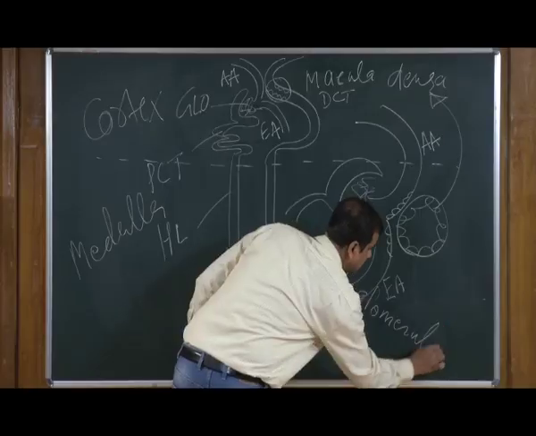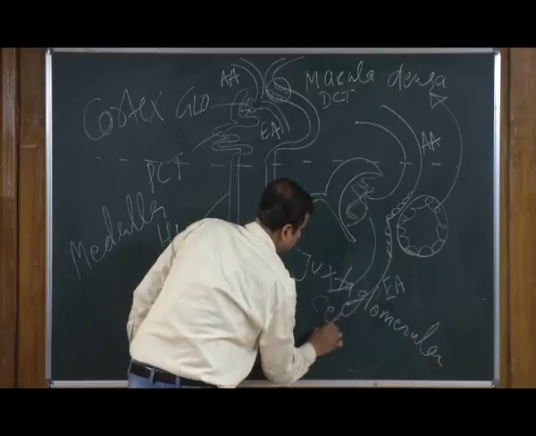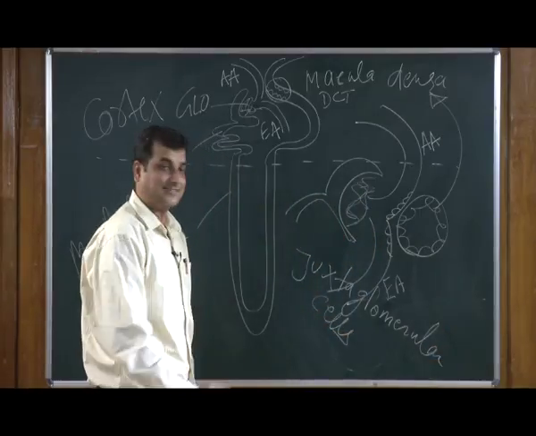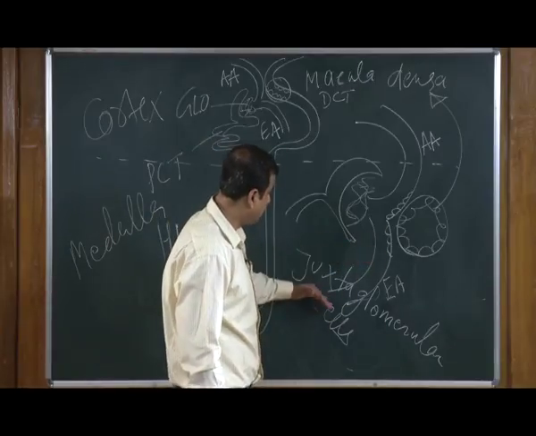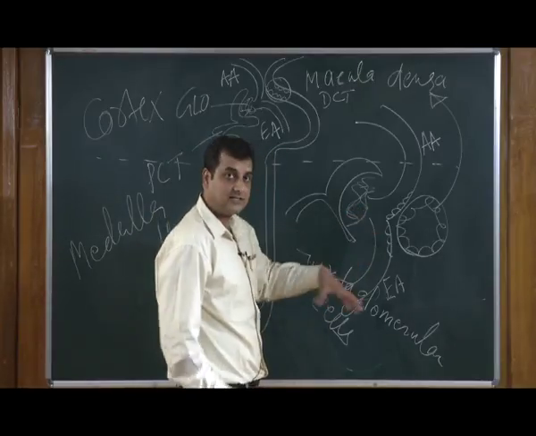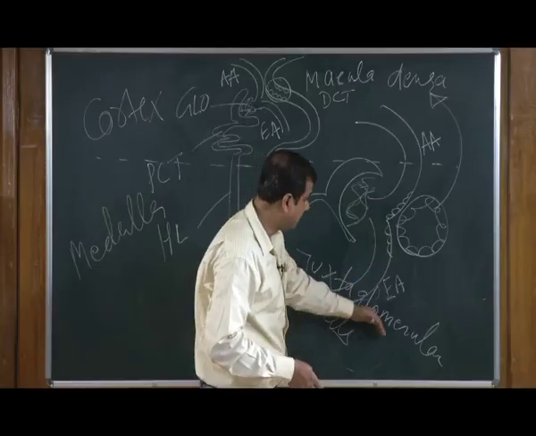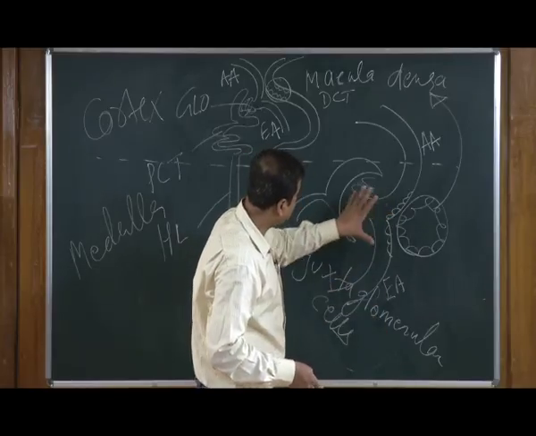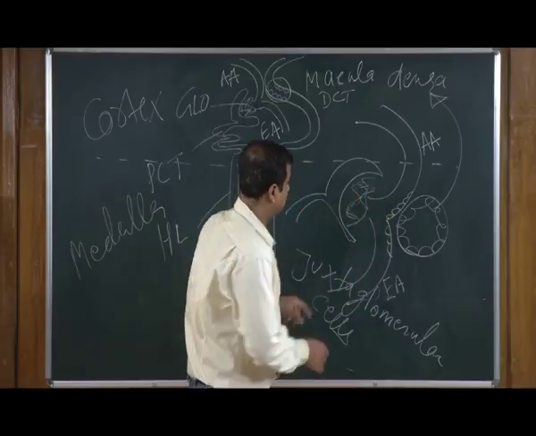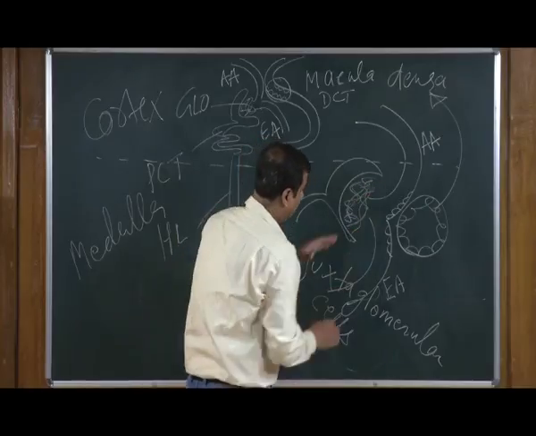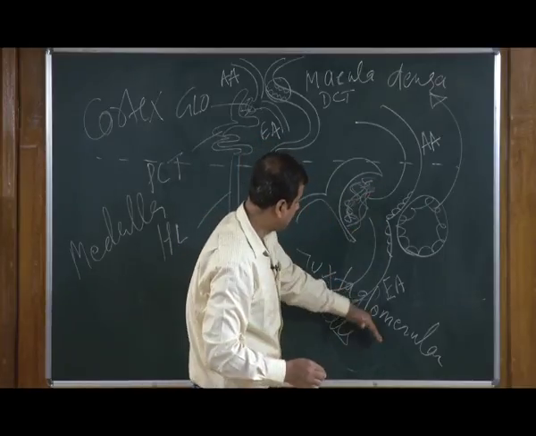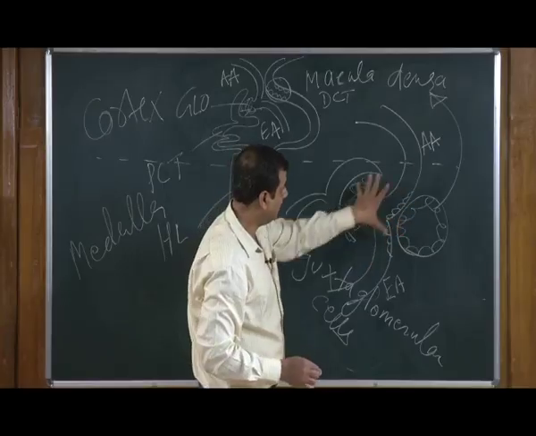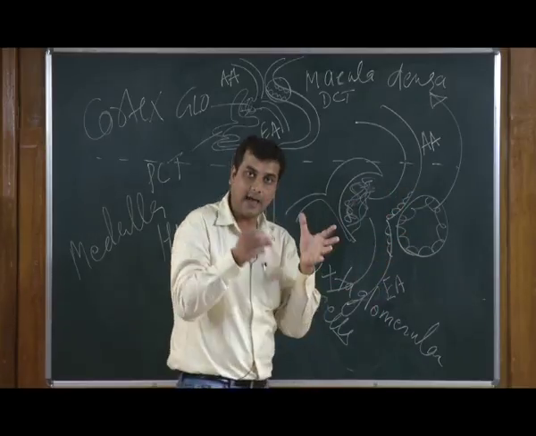Juxtaglomerular cell. Juxtaglomerular cells. Now, this juxta means close. Juxta means just vicinity, so closeness with the glomerulus. So, these cells are very close to this glomerulus, this capillary network. That is why these are called juxtaglomerular cells, and this whole area is called the juxtaglomerular apparatus.